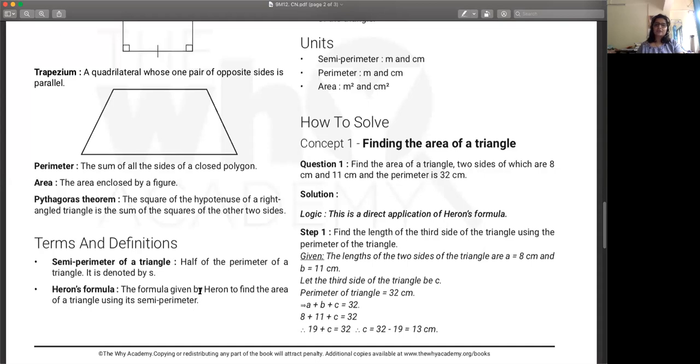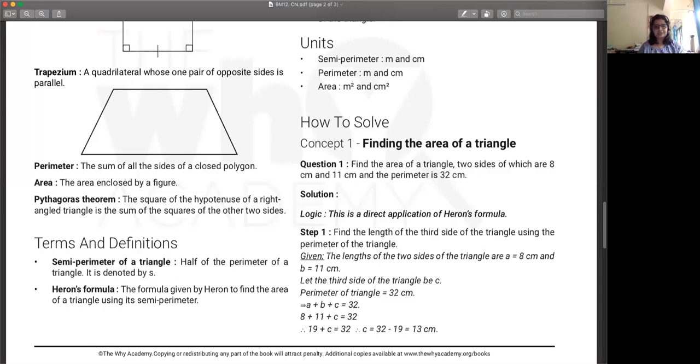So in Heron's formula, an important quantity is the semi-perimeter. Just like how you have semicircle, semi means half, like your semi-finals and all of that exist. So the semi-perimeter of a triangle is again self-explanatory. It's basically half of the perimeter of a triangle. So can anyone give me the formula for semi-perimeter? It is denoted by S.